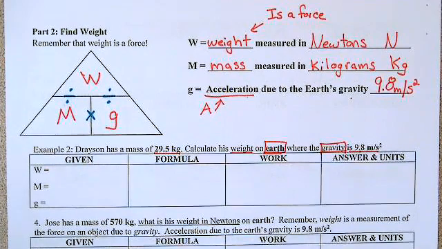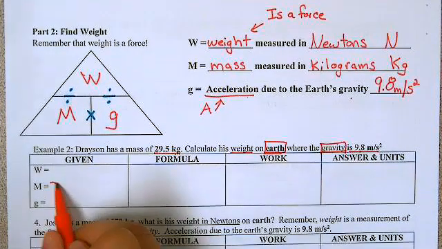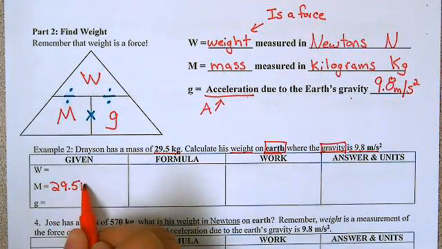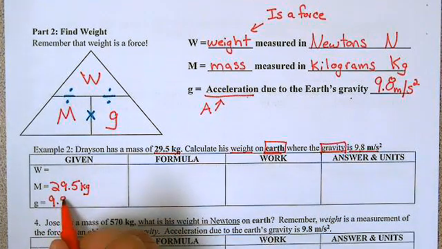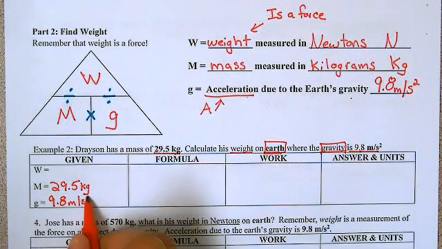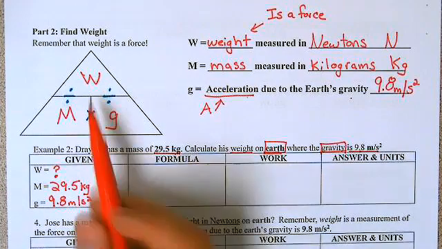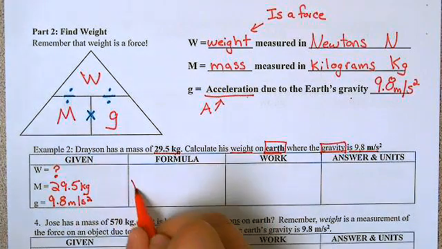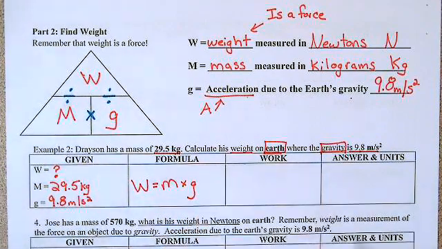Okay, so for this, we have 29.5 kilograms. Kilograms is our mass. And the gravity here is 9.8 because we're on Earth. And the weight is what we are looking for. Okay, so weight equals mass times gravity is our formula. That same formula is going to be used for questions 4 and 5 on this worksheet.